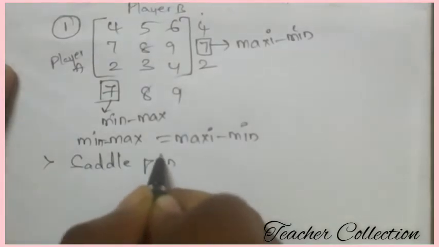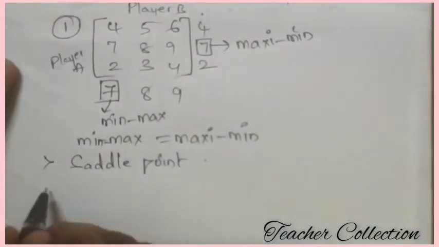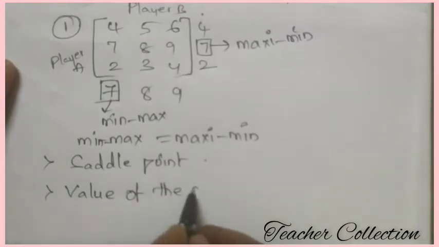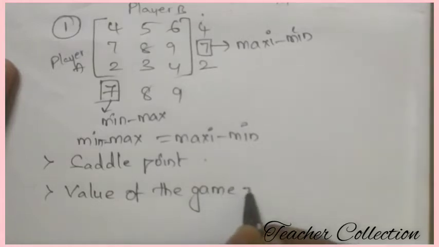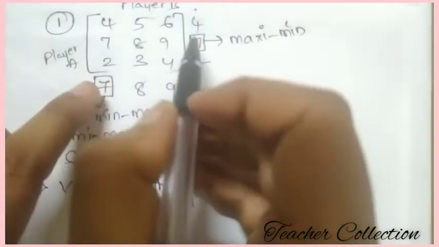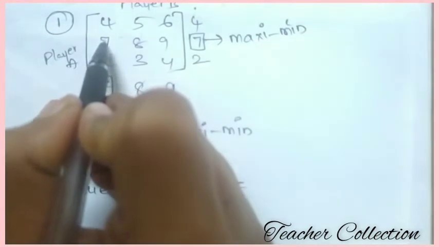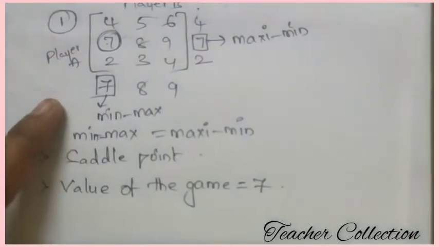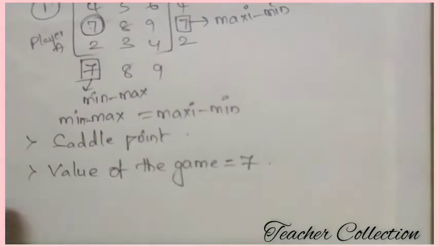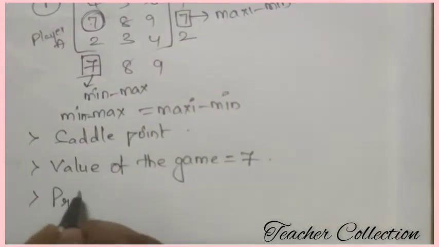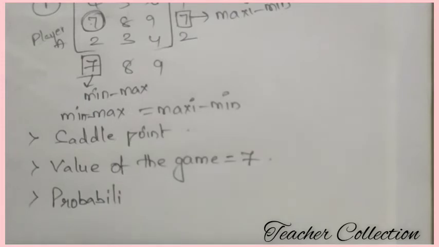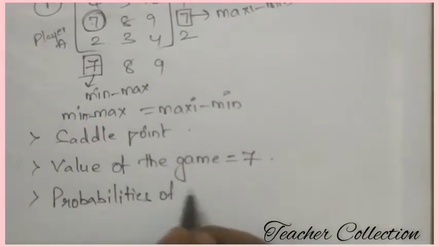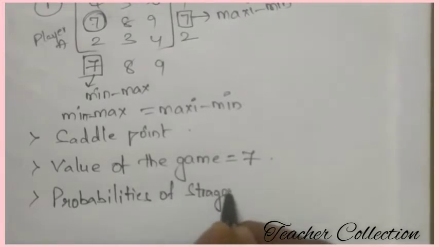Okay, if it has a saddle point, then the value of the game is very simple. The value of the game is the value at the saddle point. What value did we get? 7. So the value of the game is 7. Okay, and now the probabilities of strategies.